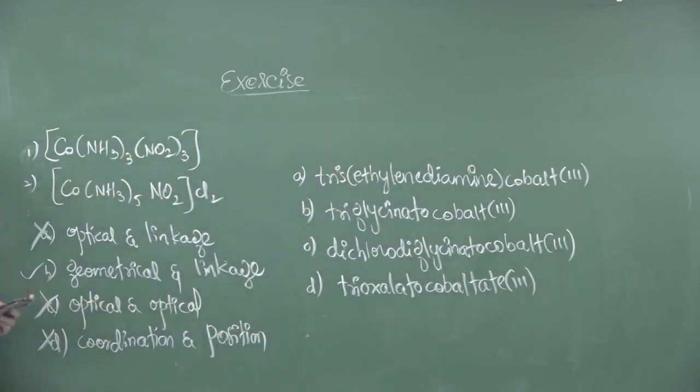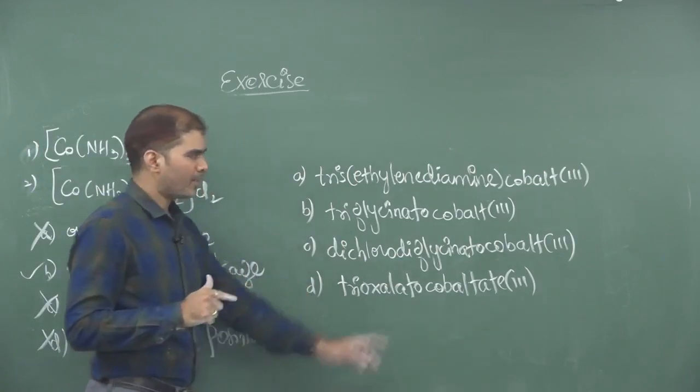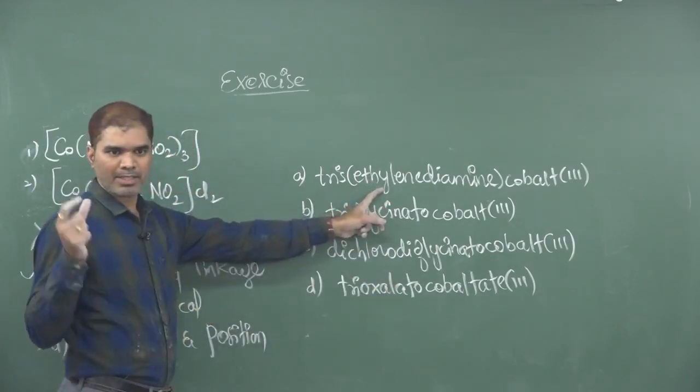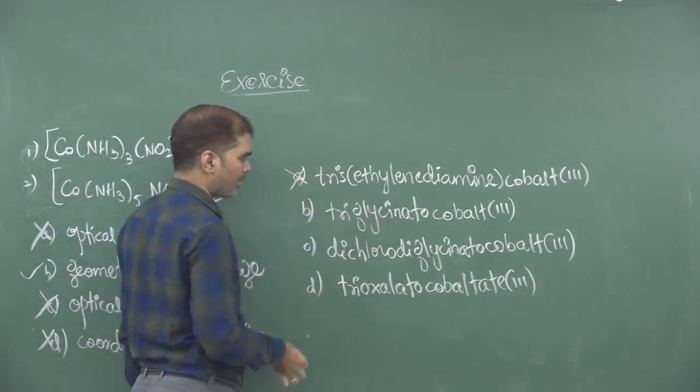Trioxalato cobaltate(III), dichloro diglycinato cobalt, triglycinato cobalt, trisethylenediamine cobalt(III). Question: which of the below exhibit facial and meridional? Which one? B. Should we go with this? Facial and meridional. Ethylenediamine is a symmetrical bidentate ligand. It does not show facial and meridional, not possible, right, for ethylenediamine.